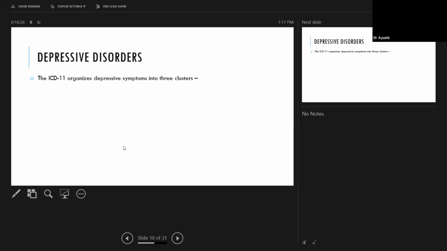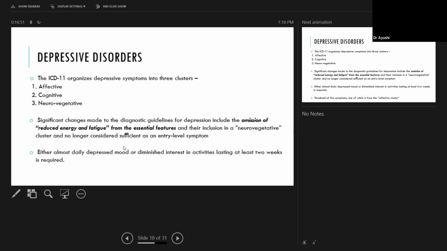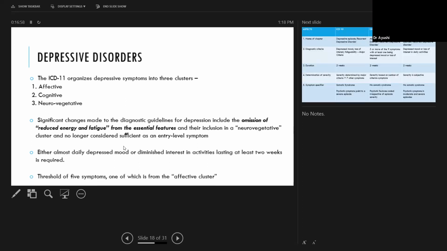Now, depressive disorders. The ICD-11 organizes depressive symptoms into three clusters: affective, cognitive, and neurovegetative. Significant changes made to the diagnostic guidelines for depression include the omission of reduced energy and fatigue from the three major criteria, and their inclusion in a neurovegetative cluster, and they're no longer considered sufficient as an entry-level symptom. Either almost daily depressed mood or diminished interest in activities lasting at least 2 weeks is required, and threshold of 5 symptoms, one of which is from the affective cluster.